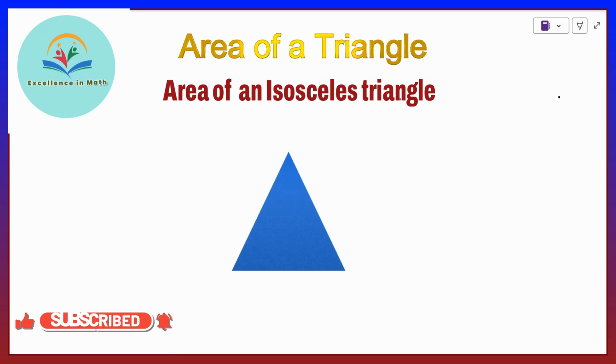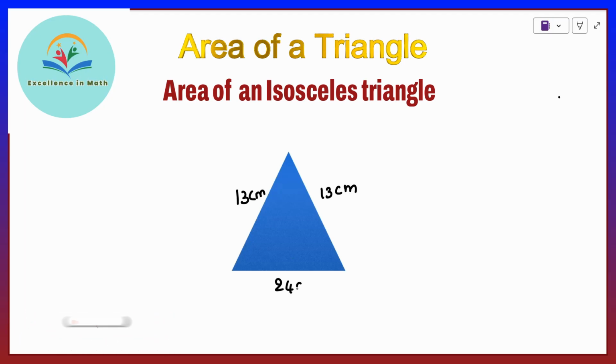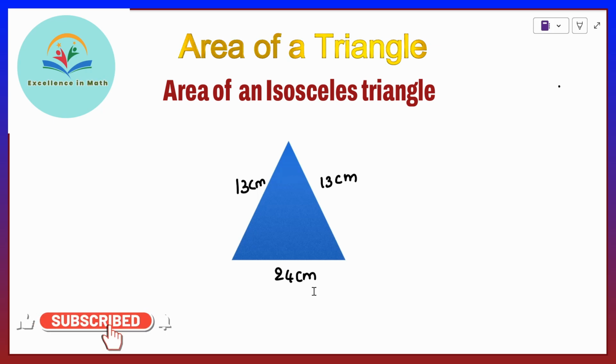Find the area of an isosceles triangle whose equal sides are 13 centimeters each and the base is 24 centimeters. If we observe here, we don't have the height, but we can recollect the concept of isosceles triangles. In case of isosceles triangles, the altitude itself is the median, meaning the altitude divides the base into two equal parts.